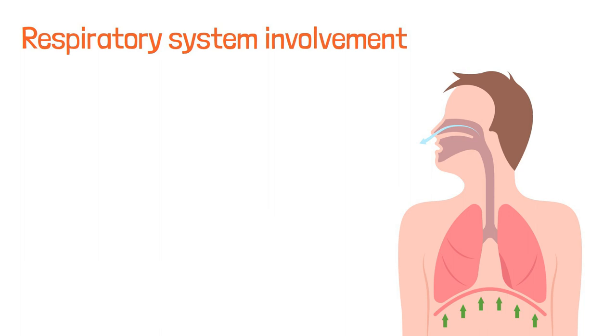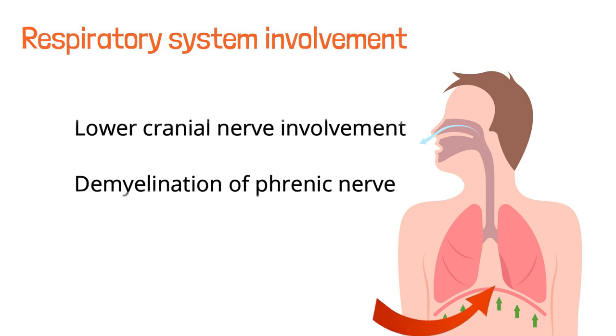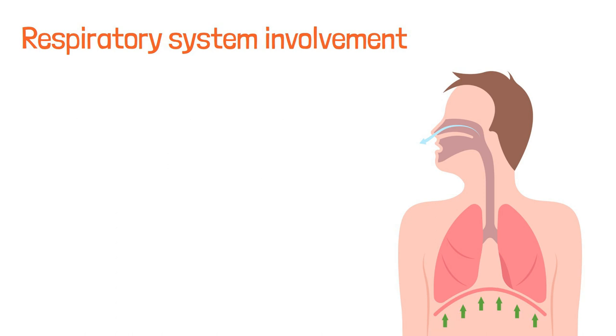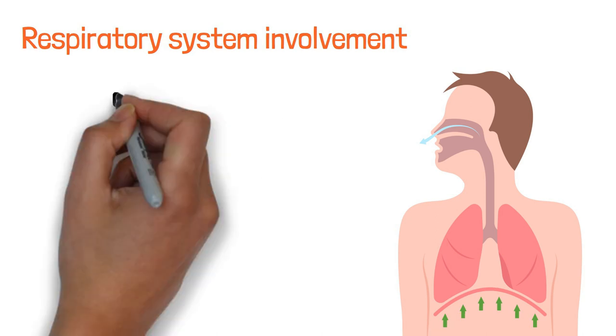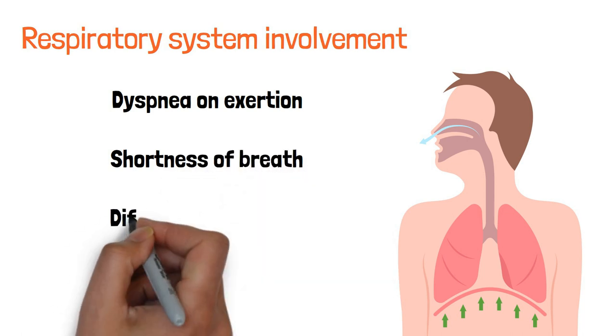And this is due to the involvement of the lower cranial nerves or because of the demyelination of the phrenic nerve. And as you all know, the phrenic nerve supplies the diaphragm, which is a very important muscle assisting in breathing. So these patients can present with dyspnea on exertion, shortness of breath, difficulty in swallowing, and slurred speech.